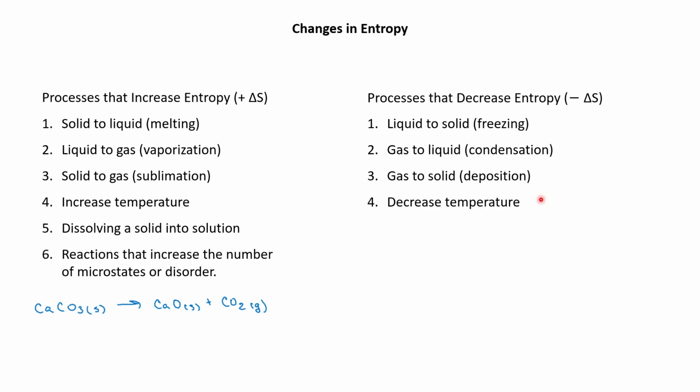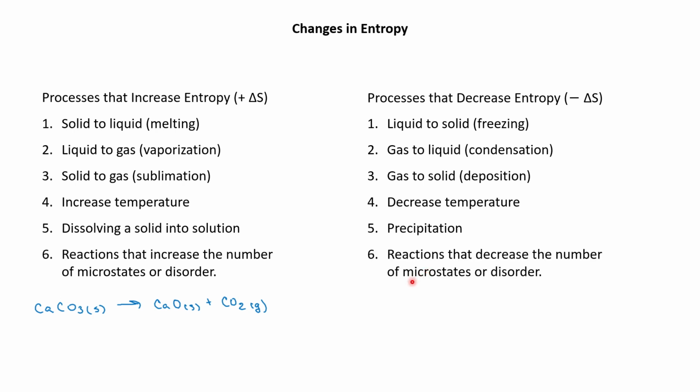Decreasing temperature. The molecules have less energy. They're going to have fewer microstates. That is going to decrease entropy. Precipitation reaction, that's taking ions that are moving around in solution and putting them into a solid form. That is decreasing the number of microstates. That will decrease entropy. And of course, any reaction that decreases the number of microstates or disorder.